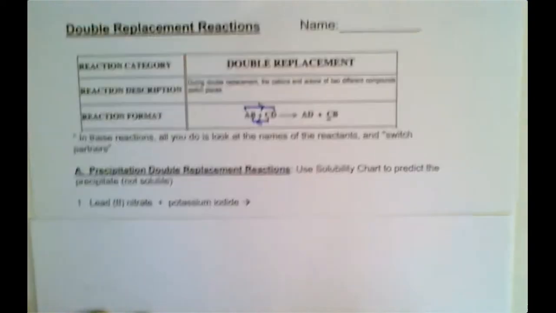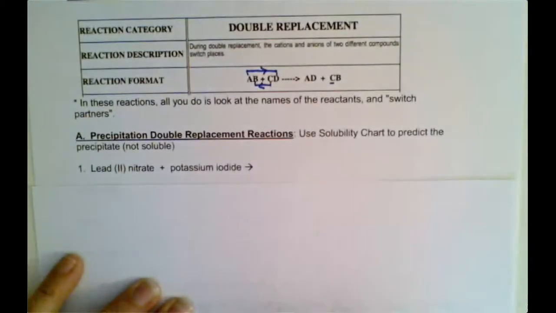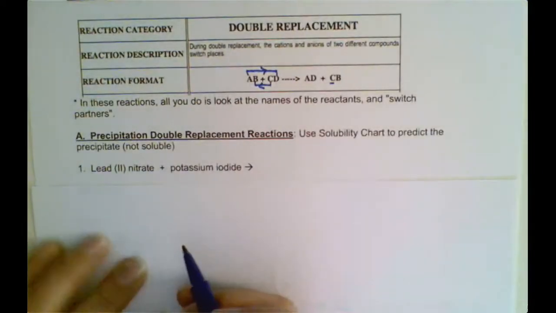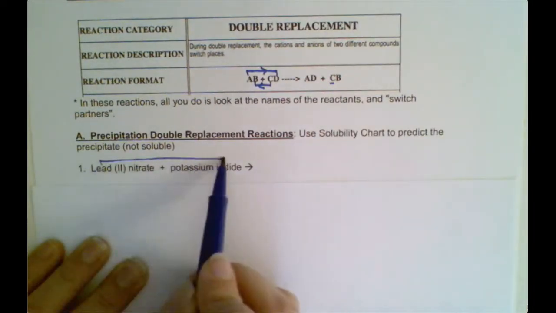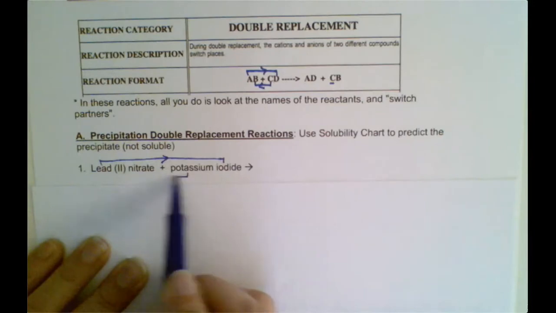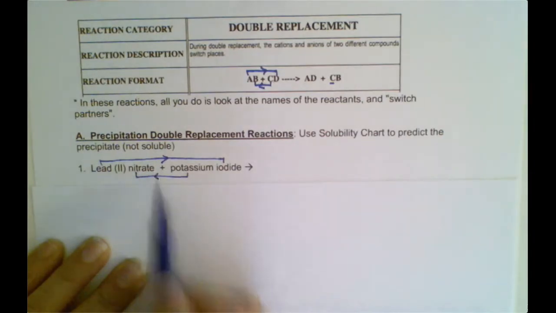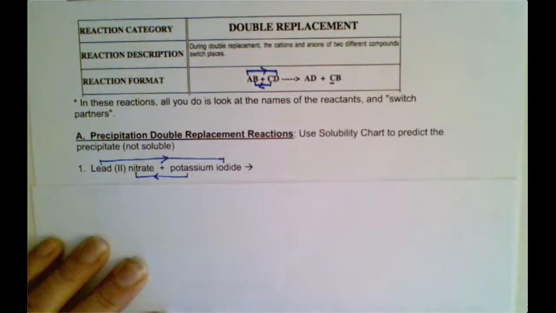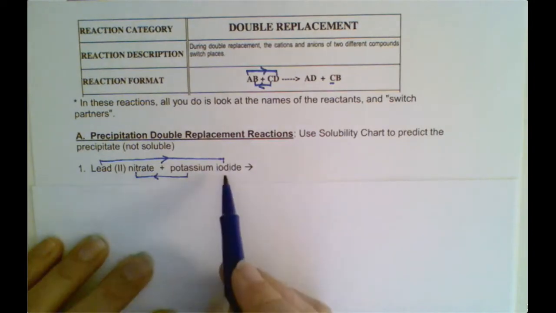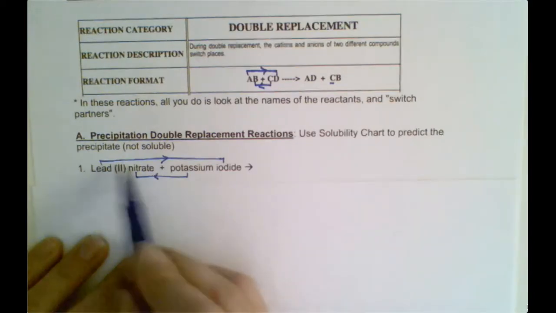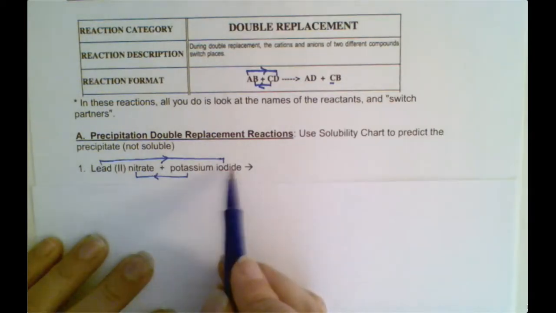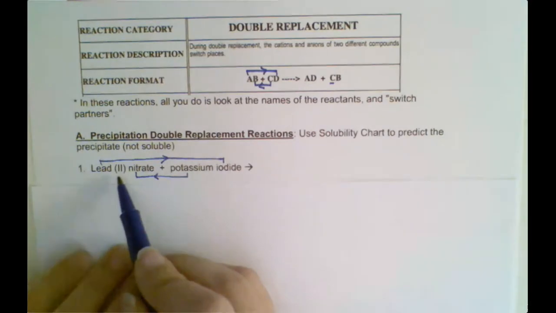So let's take a look at our first example, lead 2 nitrate with potassium iodide. When we go to hook up the outside and inside, we get the names of our new compounds. So in this case, we are going to create lead 2 iodide, and you keep the same valence for lead that was made in the first compound for the second compound. So we wouldn't just switch to lead 4 at this point.